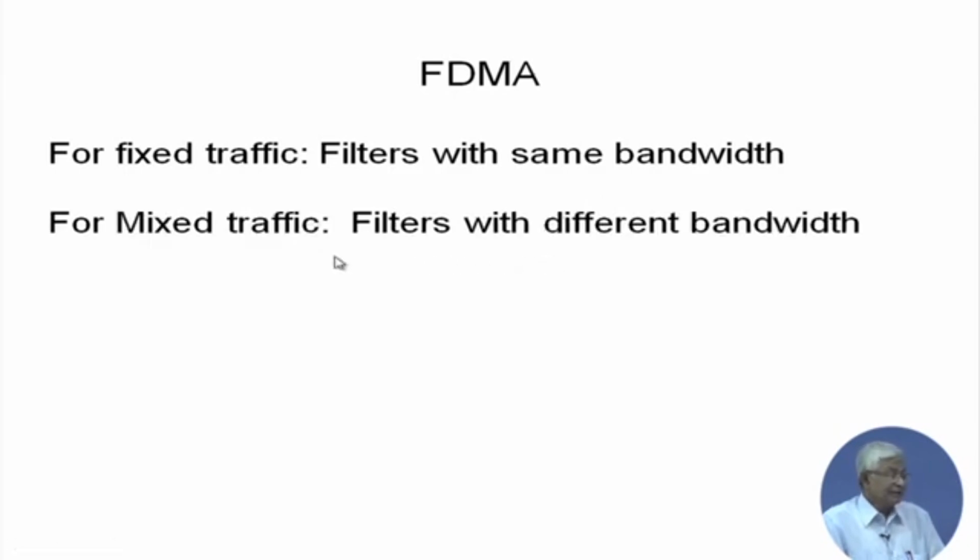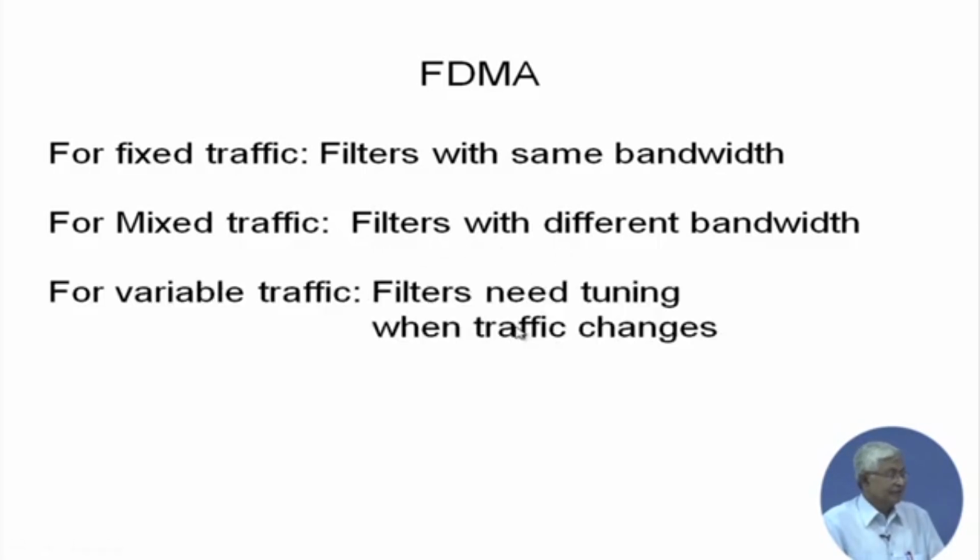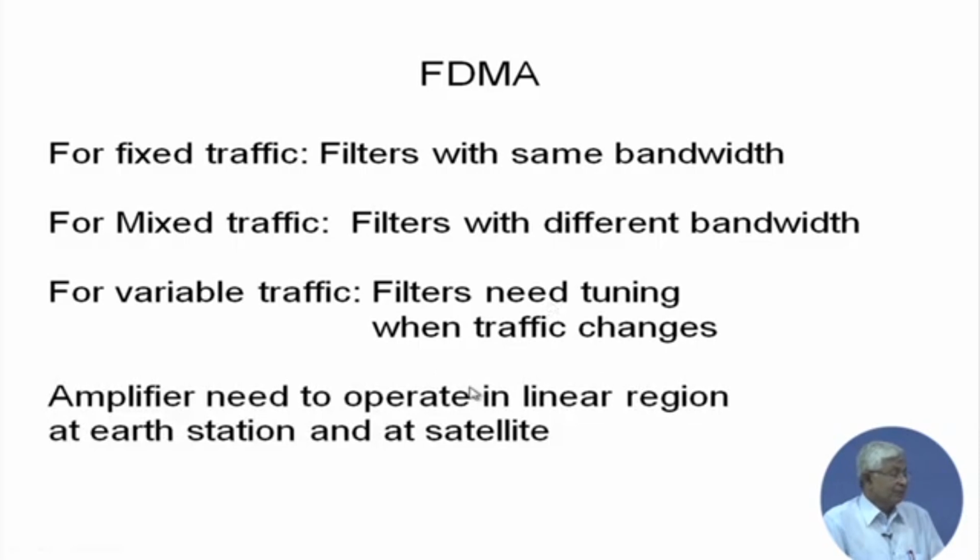So for fixed traffic, filters are with the same bandwidth. For mixed traffic it also can be done, with different sizing of the filters with different bandwidth, but for variable traffic, the filter needs tuning when the traffic changes. That is a dynamic adjustment and makes it much more complex. It's not that it's not possible, but it's difficult and costly, so people don't use it.